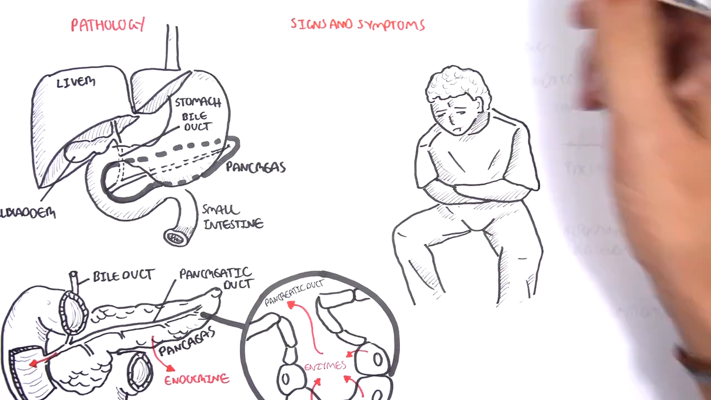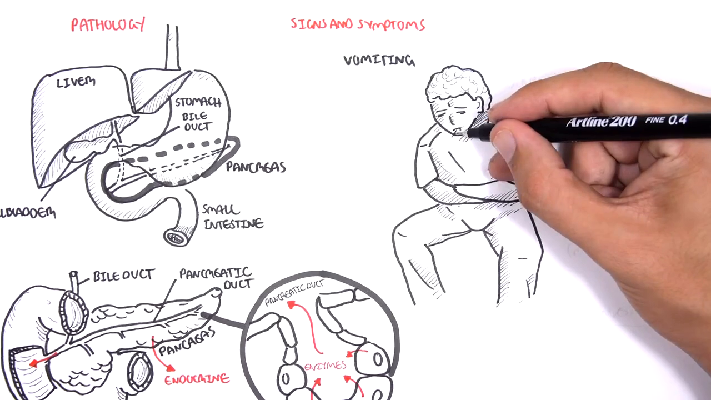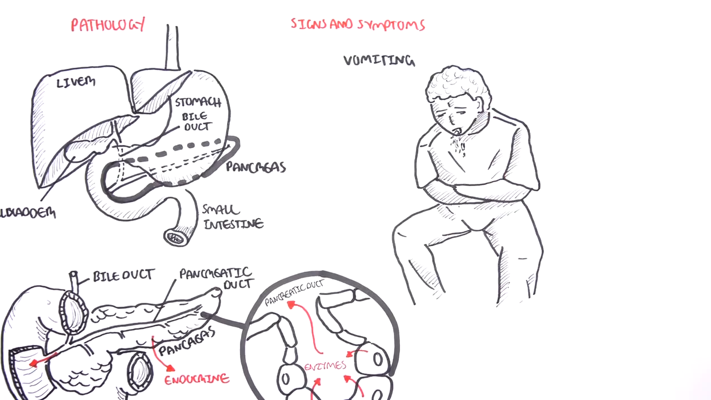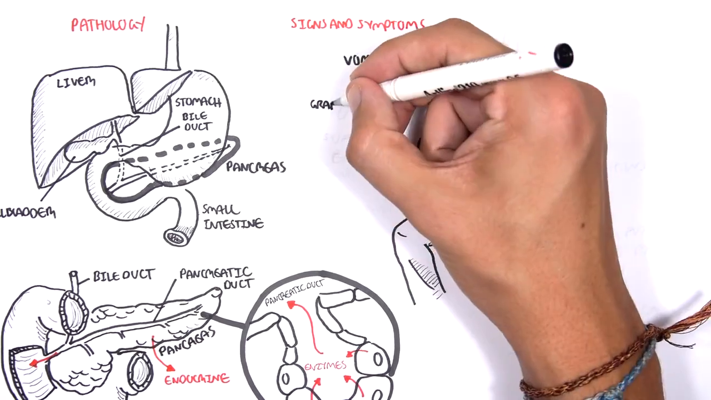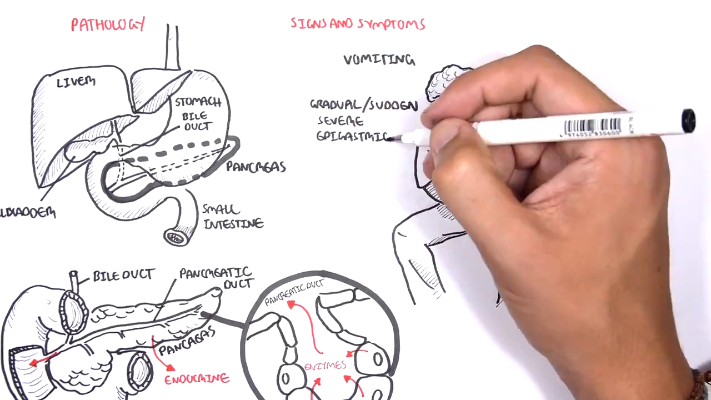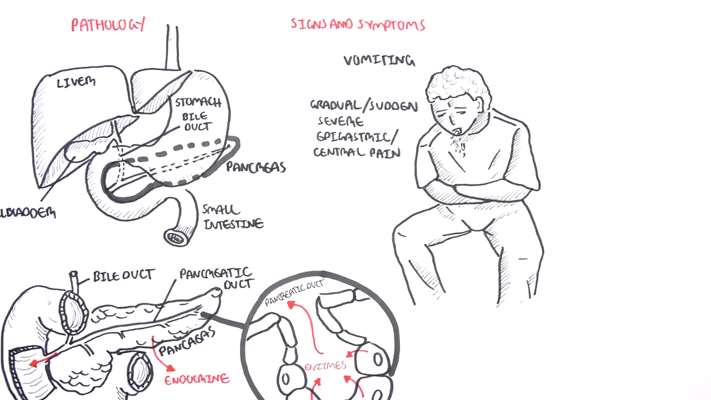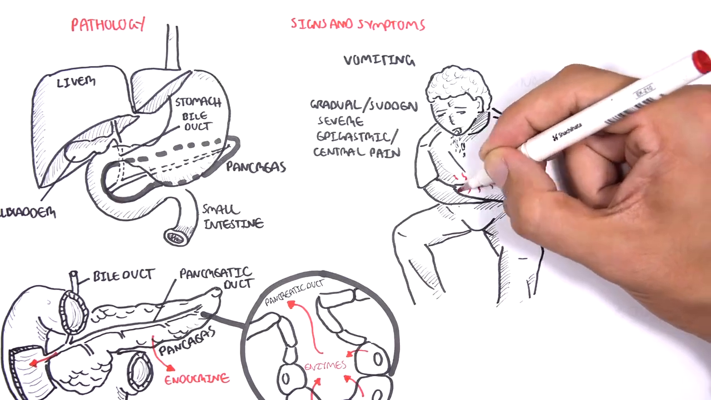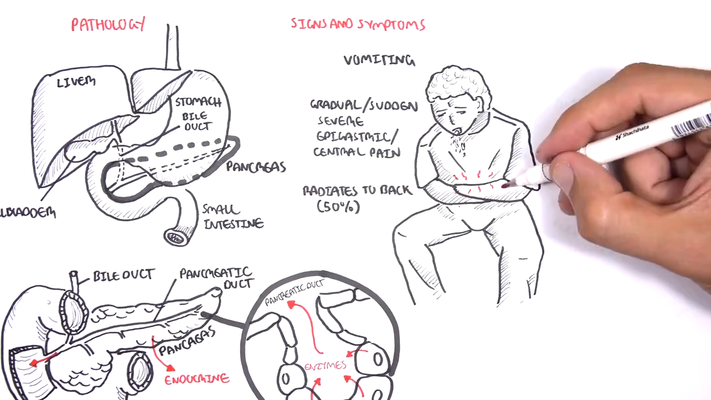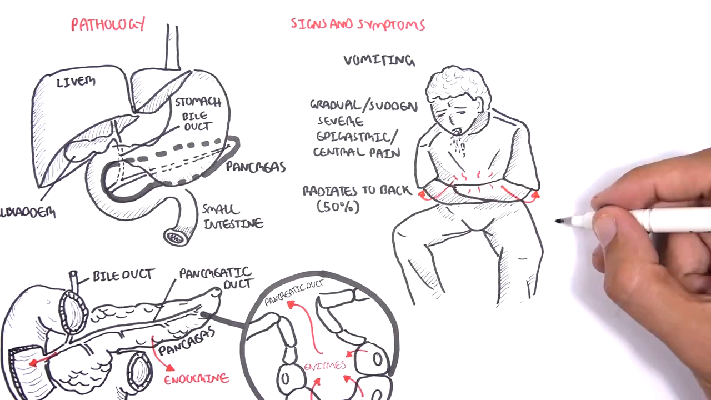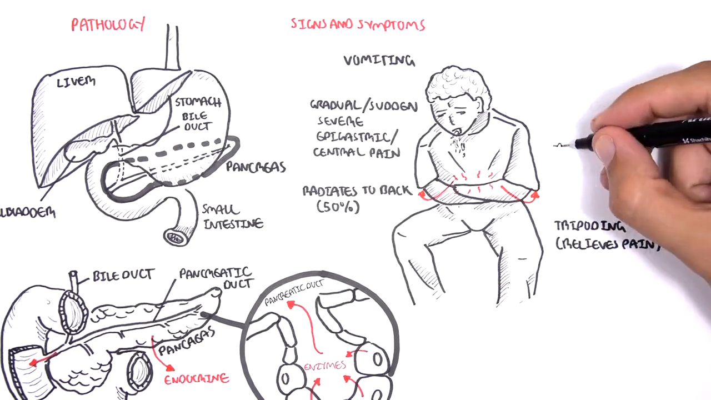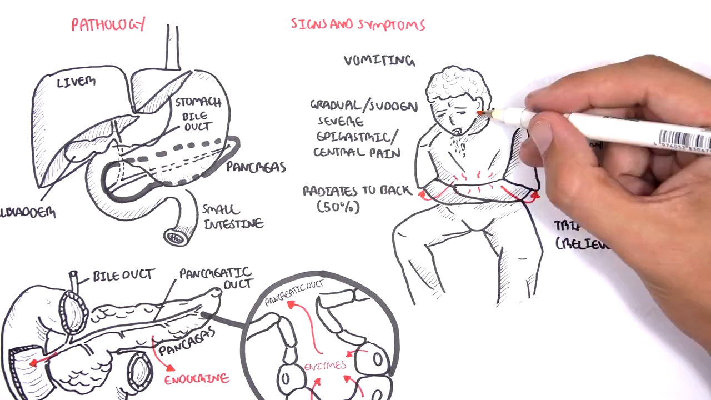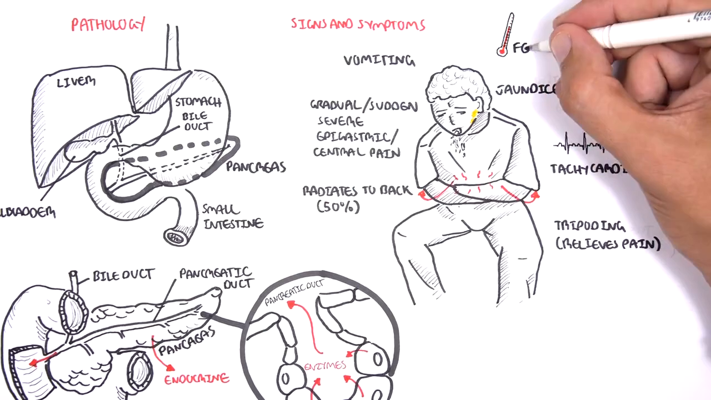Acute pancreatitis typically presents with the following signs and symptoms, including vomiting and gradual or sudden severe epigastric central pain. The pain can radiate to the back in 50% of cases. Tripoding position relieves some pain. Tachycardia, jaundice, and fever may also occur.